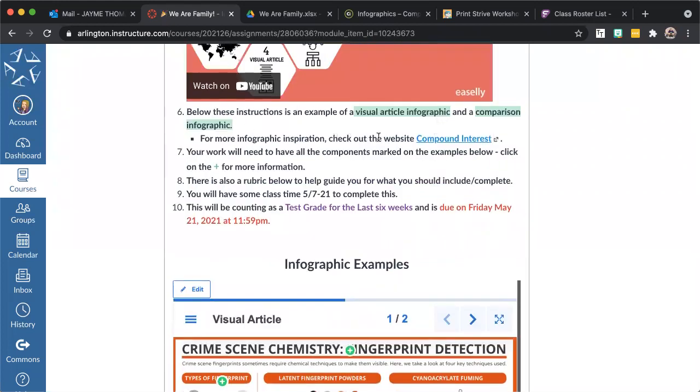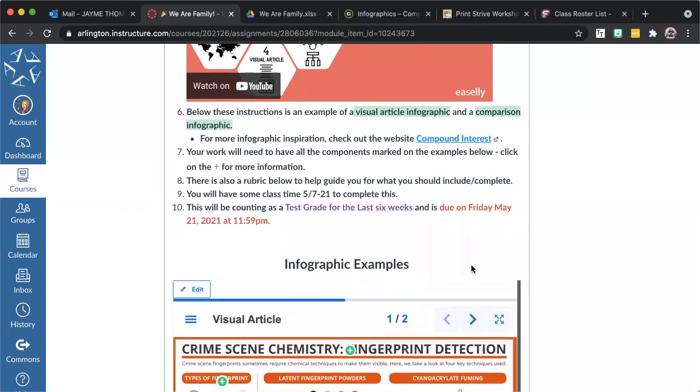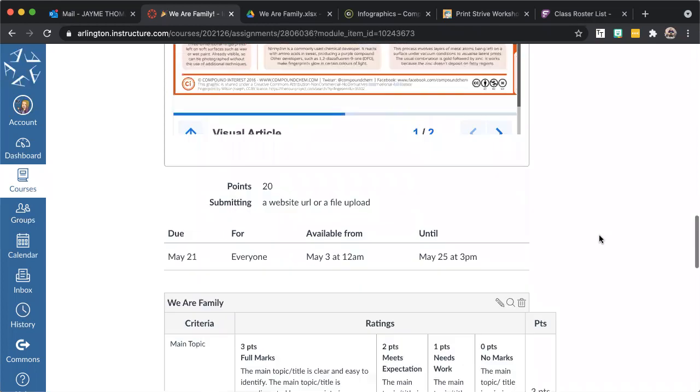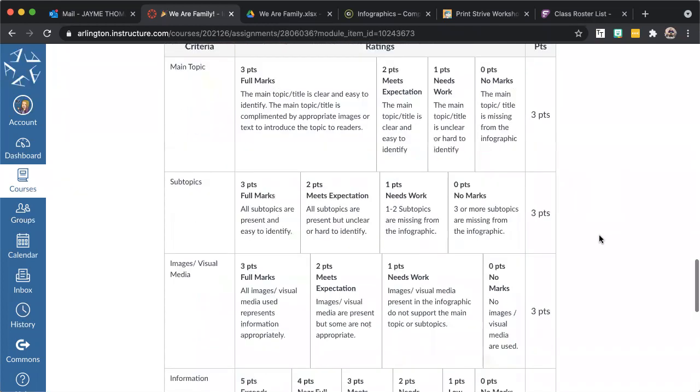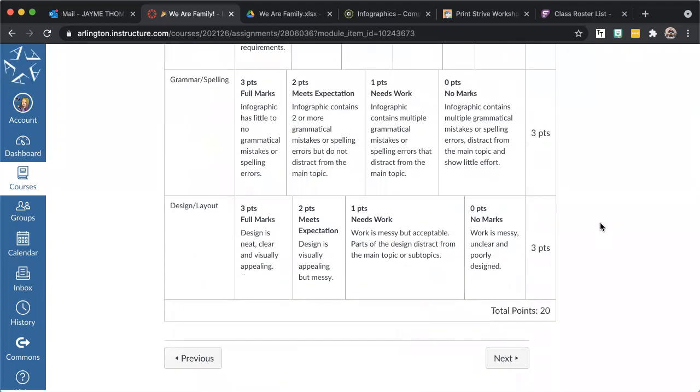So for more infographic inspiration, really honestly, look at this website, Compound Interest, and I'm going to show it to you in just a minute. They have tons of infographics that you can use for inspiration. You have to have all those components marked with the plus sign. So make sure you go back and look at that if you need to. And then there's also a rubric down here, tells you how many points everything is worth. So the total maximum is 20 points.